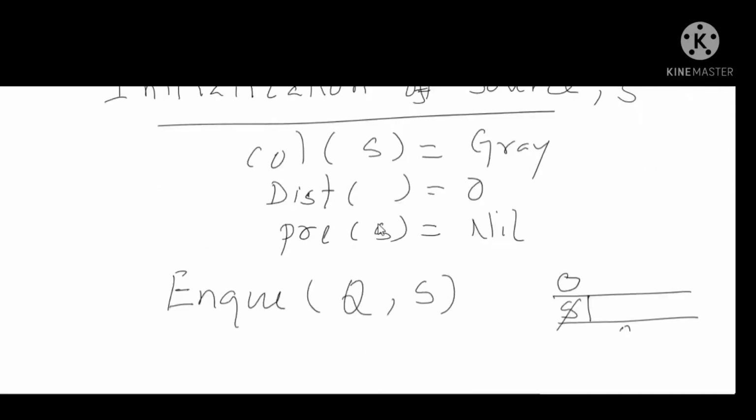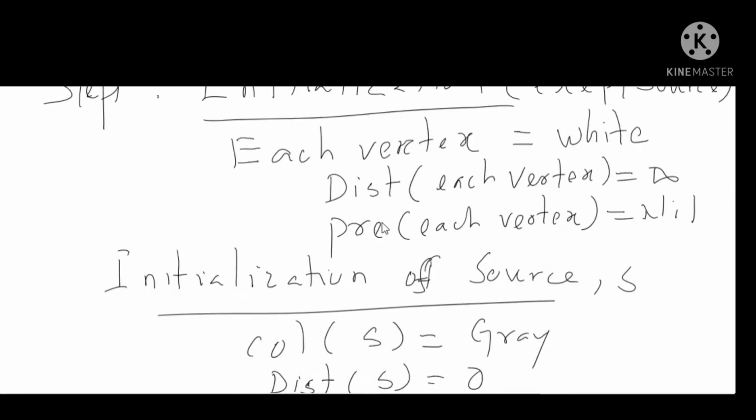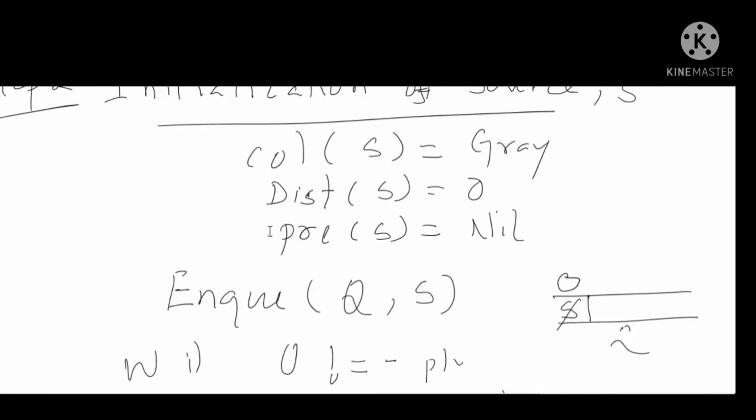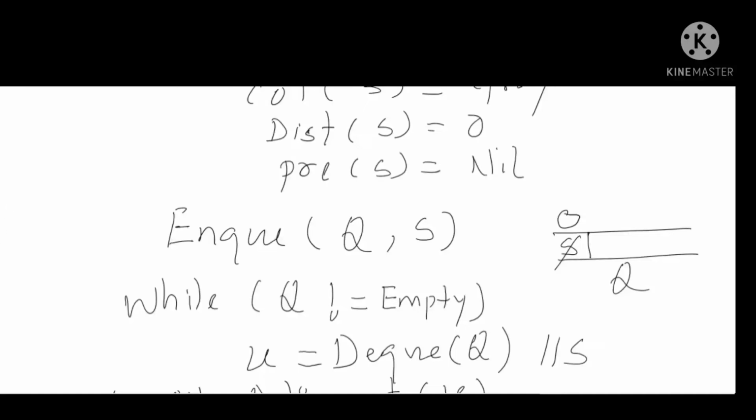This is step 1, and this is step 2, initialization of the source vertex. Step number 3 is that we add the source vertex to the queue. So here we have added the source vertex to the queue, and we know that 0 is the distance to reach your source vertex.